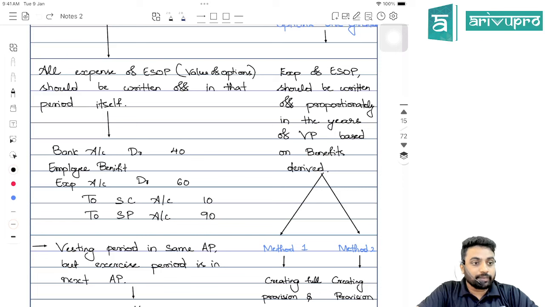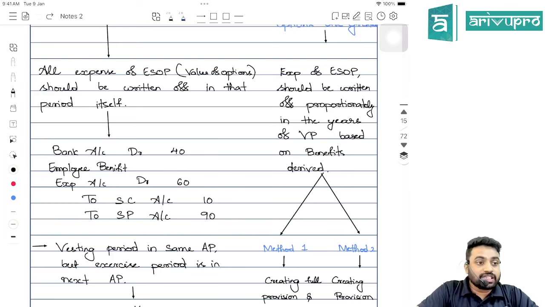That is for method 1, right? Method 1. If the vesting period is getting over in this current accounting period only, but the exercise period falls in the next accounting period. For example, the vesting period is if you stay in employment with us till 31st March 2025. Now, the exercise period, the option given to them to exercise or not, is from 1st April 2025 to 30th June 2025. We have given them a 3-month exercise period.